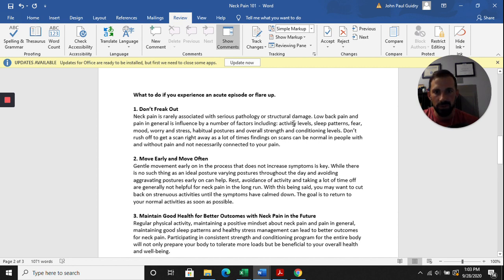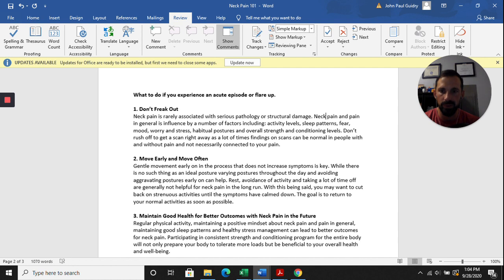It's influenced, as we talked about, by a number of factors, including activity levels, sleep patterns, fear, mood, worry, and stress, habitual postures, and overall strength and conditioning levels. So that doesn't mean we necessarily need to rush off to get a scan, an x-ray, an MRI right away. A lot of times the findings on these scans can be normal in people with and without pain, and the findings that you do find don't necessarily correlate with the pain you're experiencing. So now if you're experiencing some of those symptoms we talked about before, then that may be where those things are maybe more part of the puzzle early on.